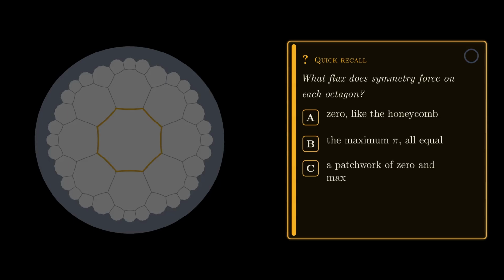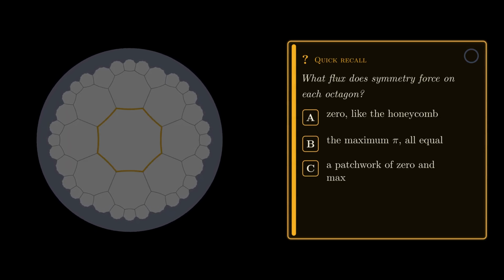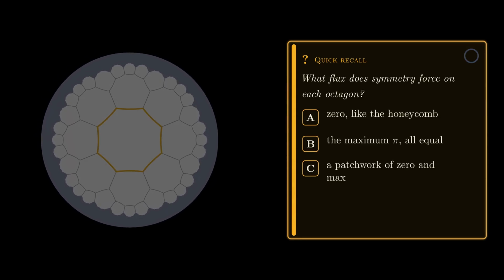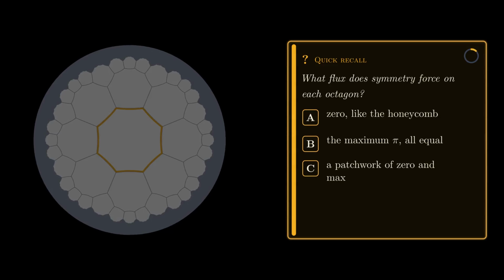So let's predict the answer together before it drops on our 8-sided tiles. What does that forced flux actually come out to? Lock in the one you believe before you read on.